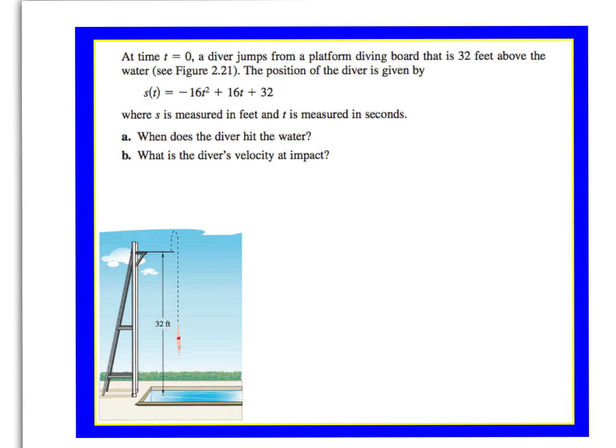Okay. All right, Ethan's a diver, so he's going to read for us. Thank you. Okay. At time t equals 0, a diver jumps from a platform diving board that is 32 feet above the water. See figure 2.21. The position of the diver is given by S of t equals negative 16t squared plus 16t plus 32, where S is measured in feet and t is measured in seconds. When does the diver hit the water?